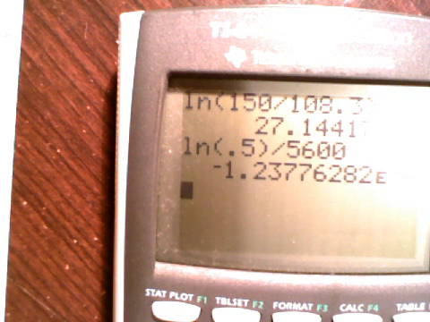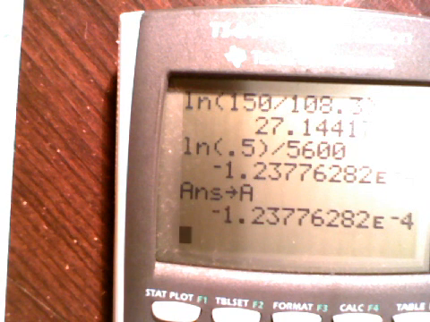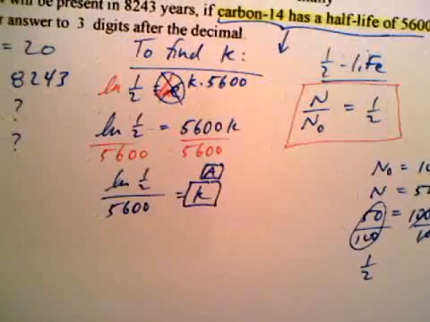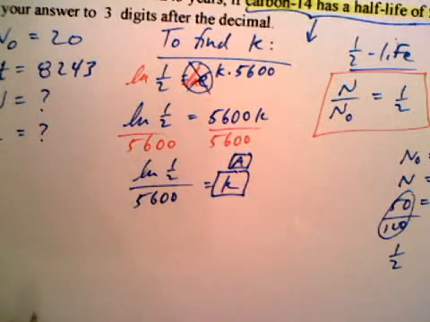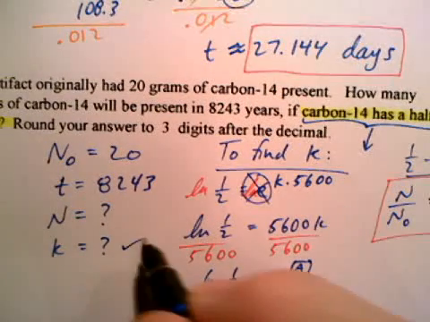But don't just write that down and use that approximation. You want to store this value. It's actually times e to the -4, so it's really negative 0.0001, a very small number. We're going to store that in alpha A and enter. Again, do not round this number and then use it. Make sure you store that. Then we just write the A every time we use it. So there's our k.